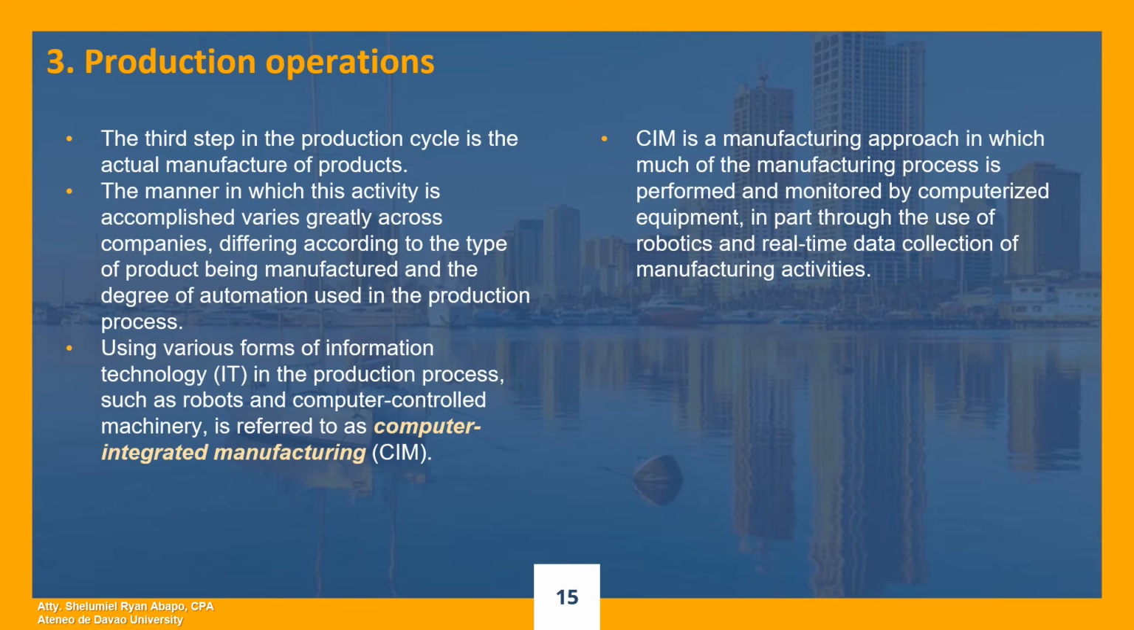Now, for many big companies using various forms of IT or information technology in the production process, such as robots and computer-controlled machinery, they are called CIM, or Computer Integrated Manufacturing. CIM is a manufacturing approach in which much of the manufacturing process is performed and monitored by computerized equipment, in part through the use of robotics and real-time data collection of manufacturing activities. CIM can significantly affect the production process.